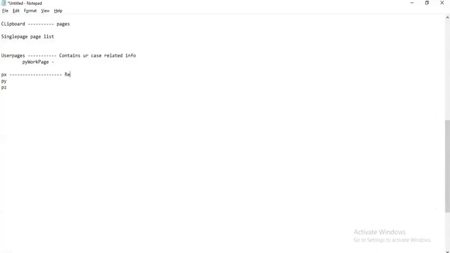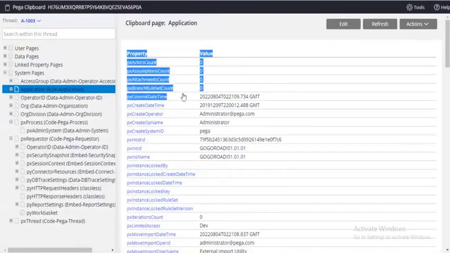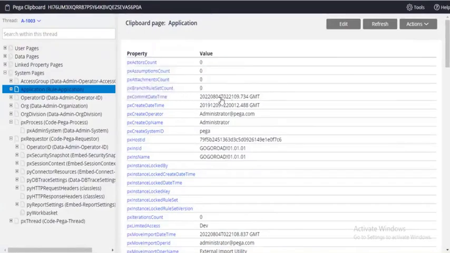PX properties are only read properties. Read means whatever data is present on that property, you can only read it; you cannot modify that information. If you take this property, PX commit date, you cannot change it. PX properties, you cannot modify.